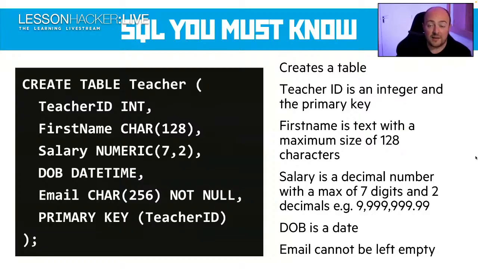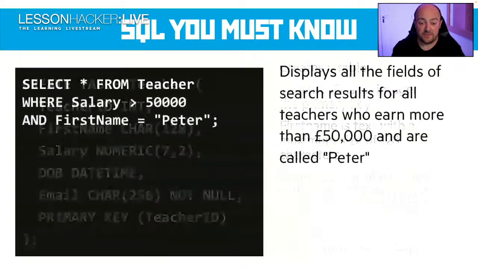In this case, I'm creating a table called teacher. I'm making sure that there's a key field called teacher ID, which is an integer. The first name is text with a maximum size of 128 characters. The salary is a number. Numeric, not really a type, but this is what the WJEC spec says. It can have a maximum of 7 digits with 2 decimals. A date of birth is a date time, which is date or time. And then an email address, which is 256 characters, not null. That means you can't leave it blank. Then finally, you say what the primary key is. This is actual valid SQL. You could type that into MySQL and it would build that table for you.